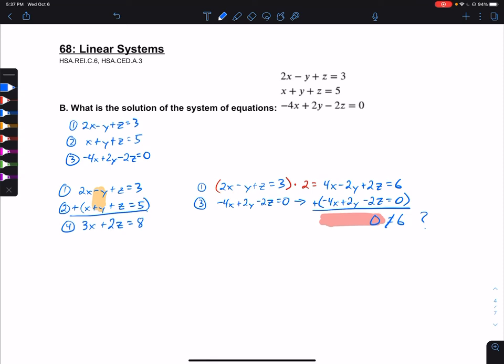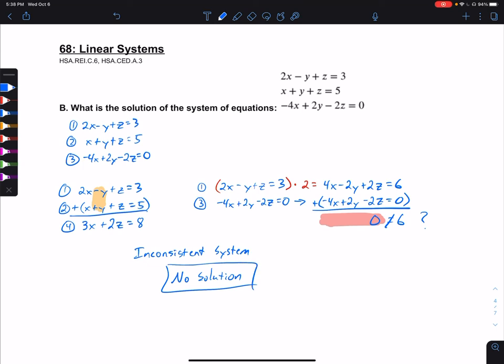And what happens here is that this is called an inconsistent system. Let's make sure I spell this right. Yeah, we're good. Inconsistent system. And what that means is that there is no solution. It's almost a good thing because it means less work.